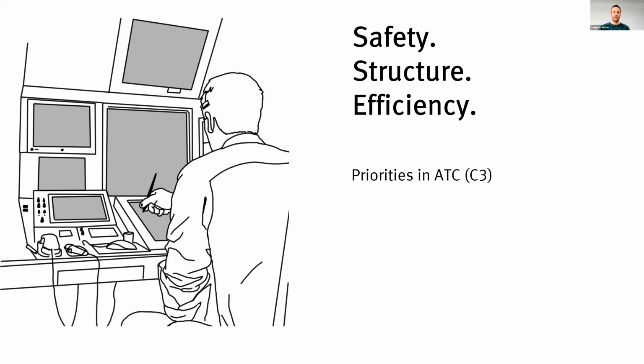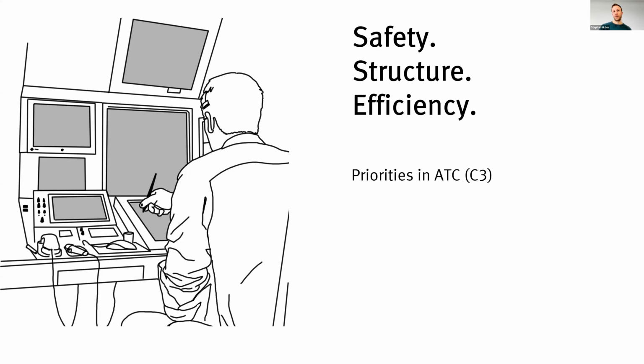So jumping into the insights, what we wouldn't even have had to do research for is to learn the priorities of air traffic control, because they propagate them everywhere. So the priorities in air traffic control are safety, structure, and efficiency, and in exactly that order.